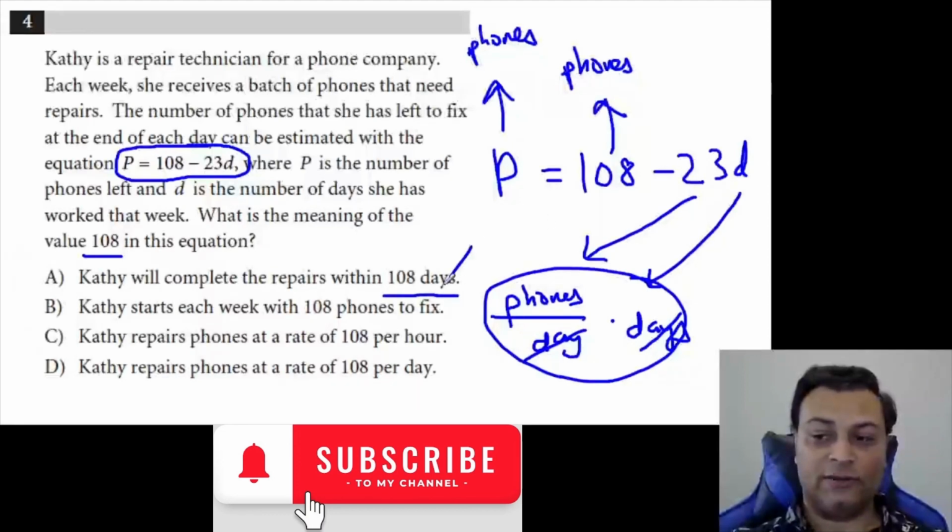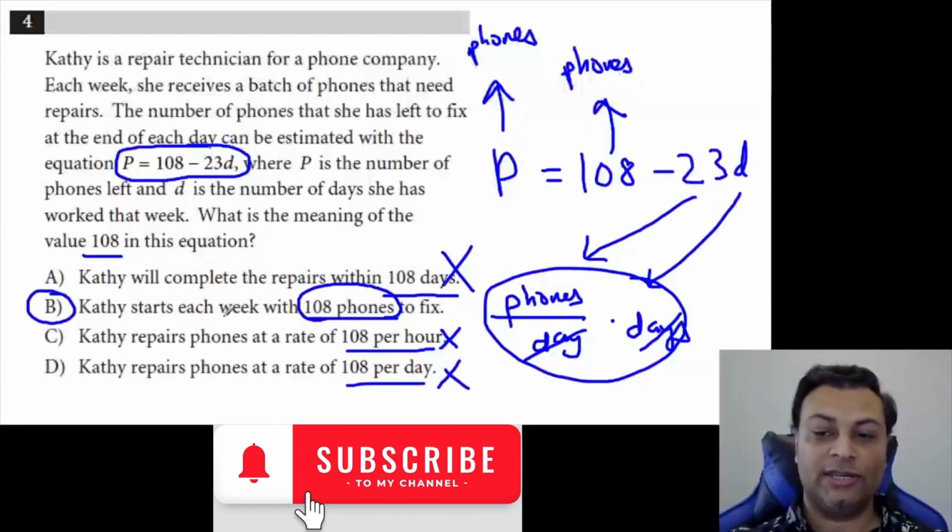108 days, that's not right. 108 phones, that could be right. 108 per hour, nope. 108 per day, nope. 108 phones. So the answer is B. She starts each week with 108 phones to fix, but that's the only one with the correct unit anyway.